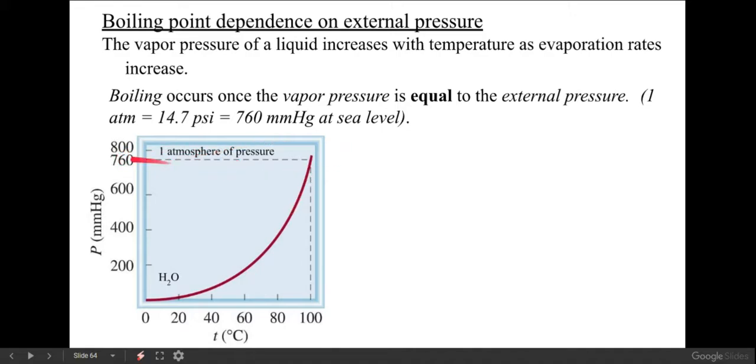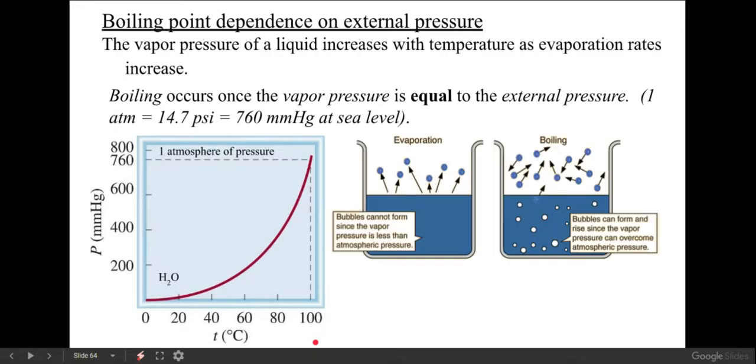And as this chart is showing, it's in terms of millimeters of mercury. All you need to know is that happens to be 1 atmosphere. So this is what you're feeling right now. And so as the vapor pressure rises with temperature, evaporation rates go up. Well, boiling doesn't kick in until the vapor pressure is equal to the external pressure. So once it hits this mark, notice at 1 atmosphere of pressure, that's when it boils.